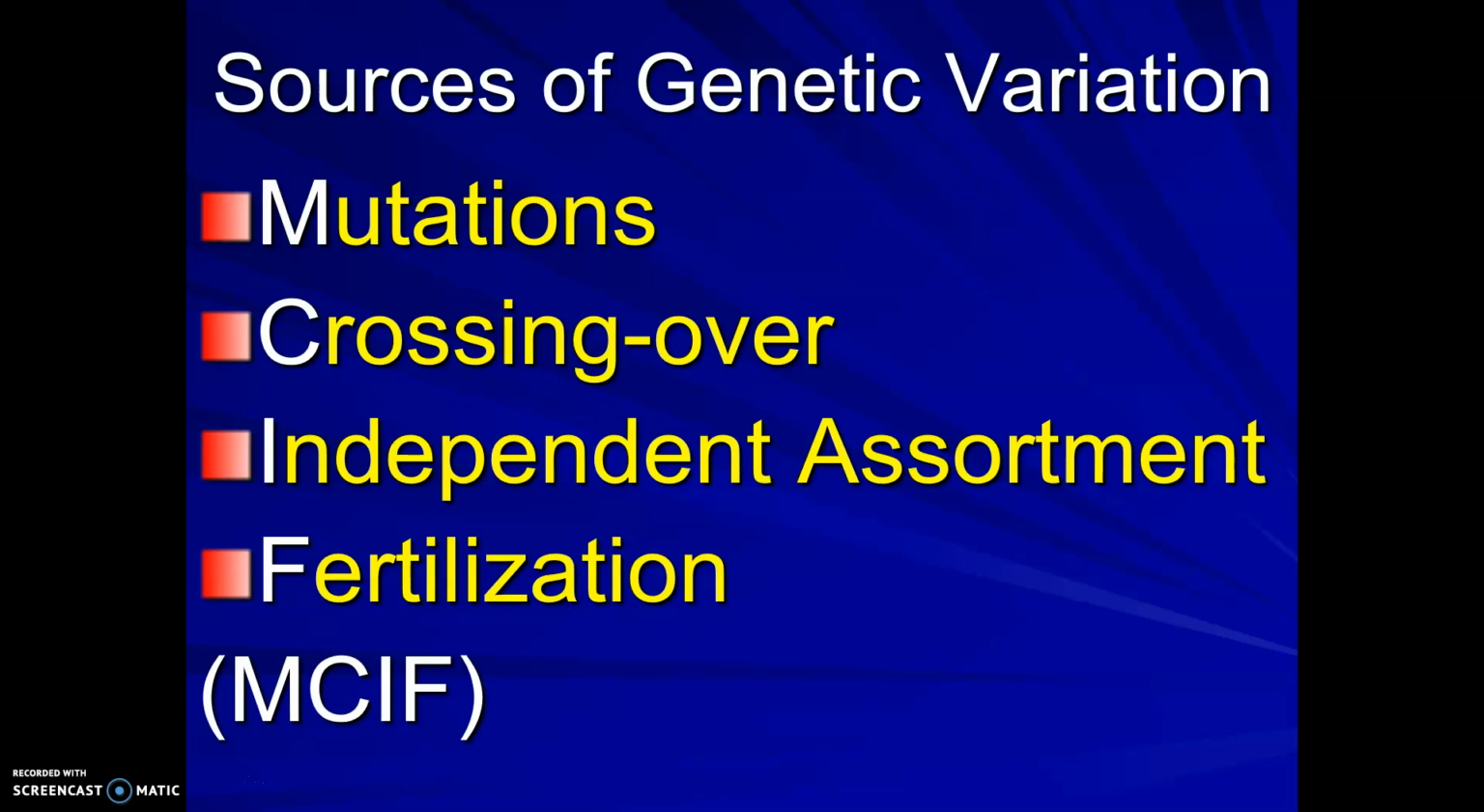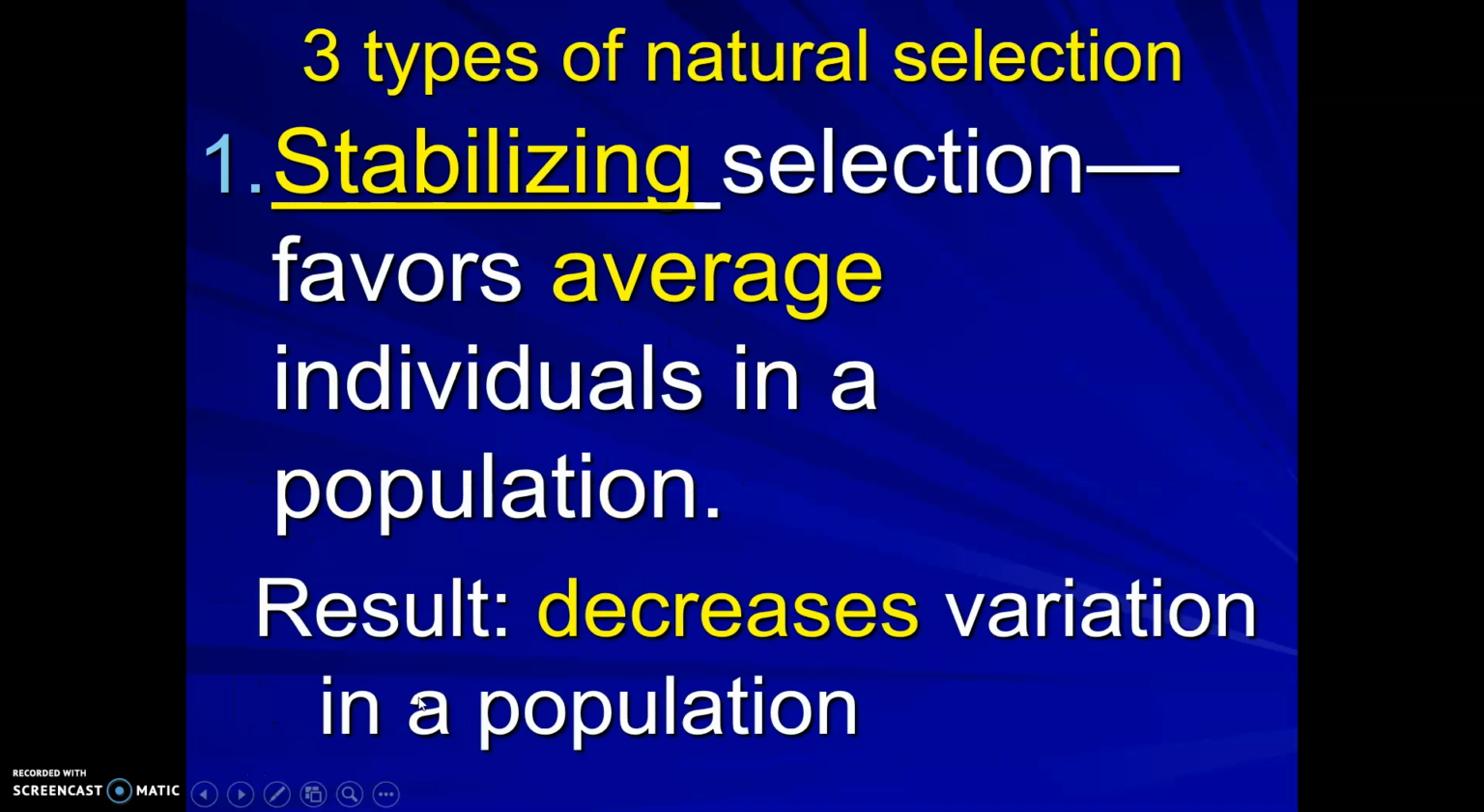Sometimes mutations occur. We talked about mutation. Crossing over was in meiosis. Remember, your DNA from mom and dad cross over, so we get different traits. Independent assortment is when they line up differently during metaphase. And then fertilization is just random eggs and sperm. Like you never know which one you're going to get. So all these give us a wide variety in the ecosystem.